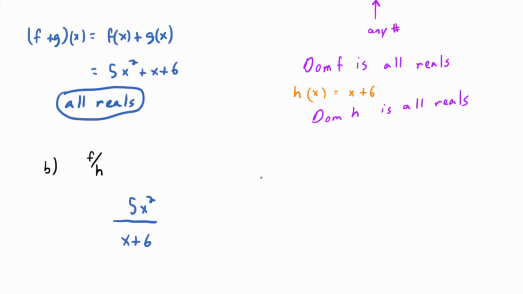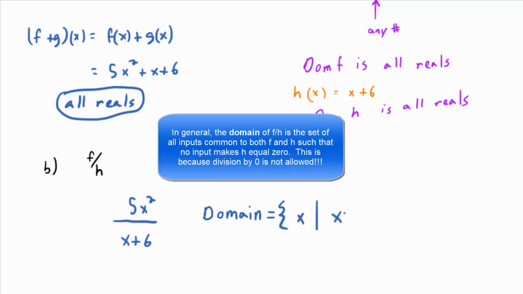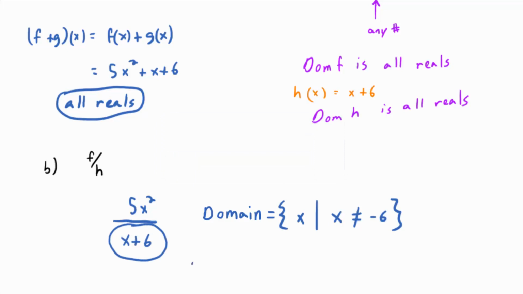So what's the way to write that? The domain would be the set of all x such that, the shorthand would be, x does not equal negative 6. If you didn't recognize what the problem child is, set the denominator equal to 0 and solve. And immediately you see the x value that x can't be.